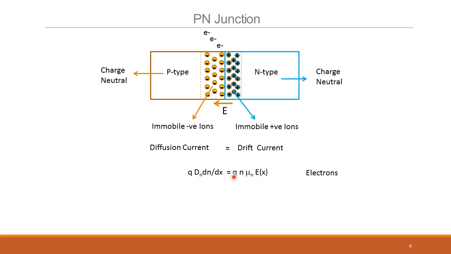And the drift current is Q n mu n E. Remember, this was the velocity term Q n v, which was replaced by mu n times E. Same way for the hole, Q Dp dp/dx equals Q p mu p E. So the electric field has to satisfy both these conditions, so that the electron current and the hole current both become effectively zero. That means the diffusion current for the electron is the same as the drift current for the electron, and the diffusion current for the hole is the same as the drift current for the holes.